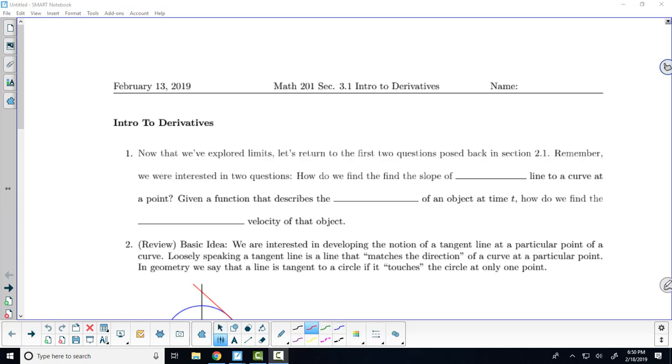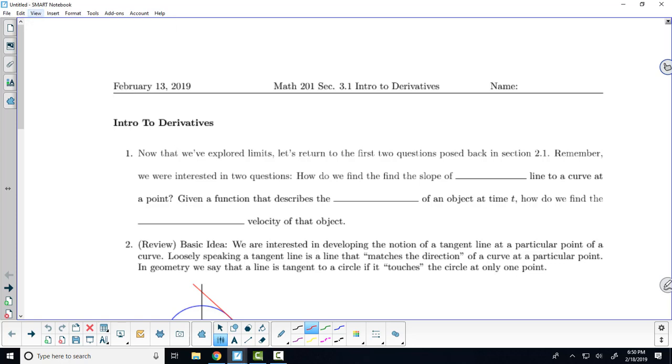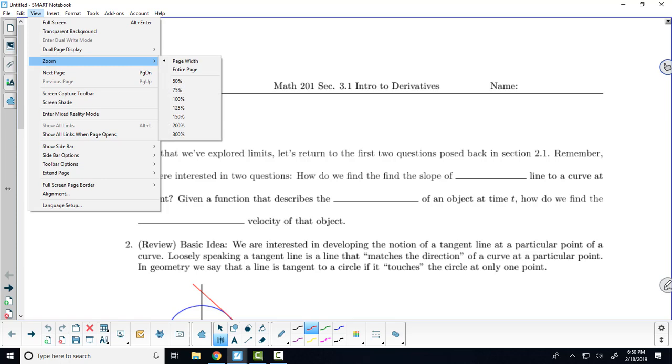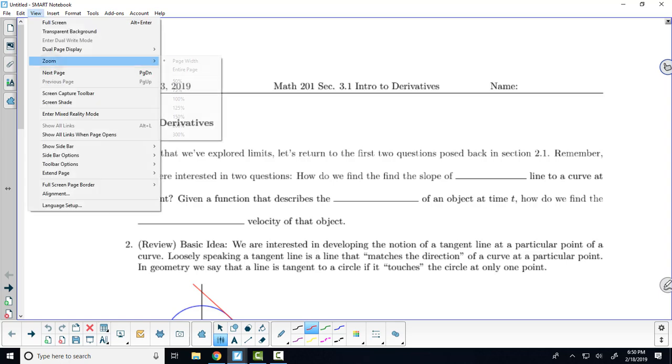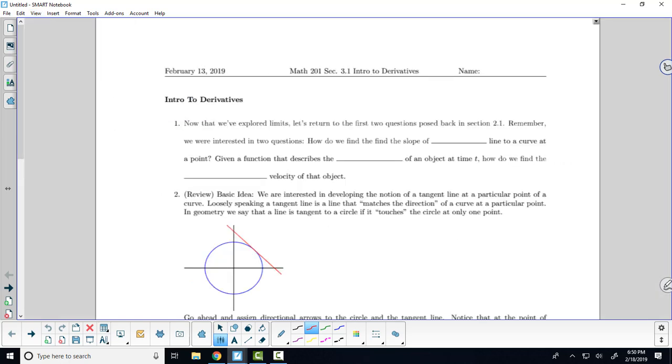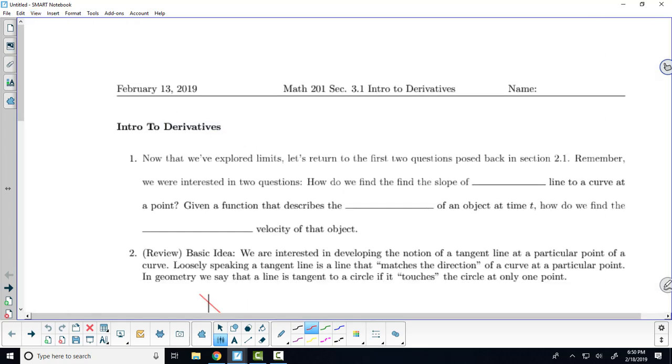Okay? Let me put this back to page width so it's a little bit wider. Let's try 150. Okay, let's do that. That looks a little better.